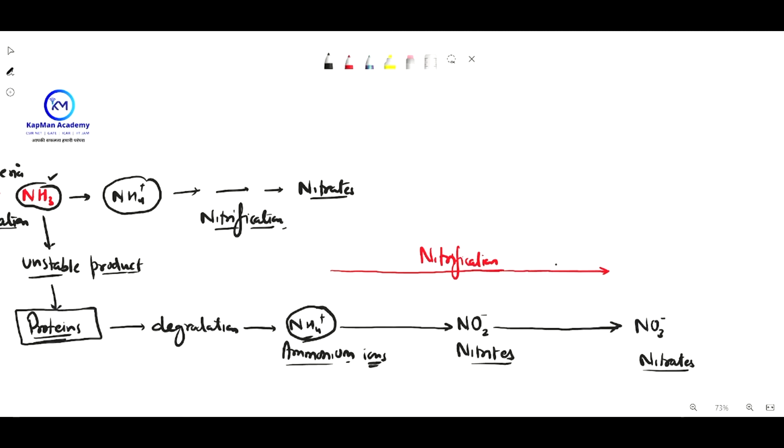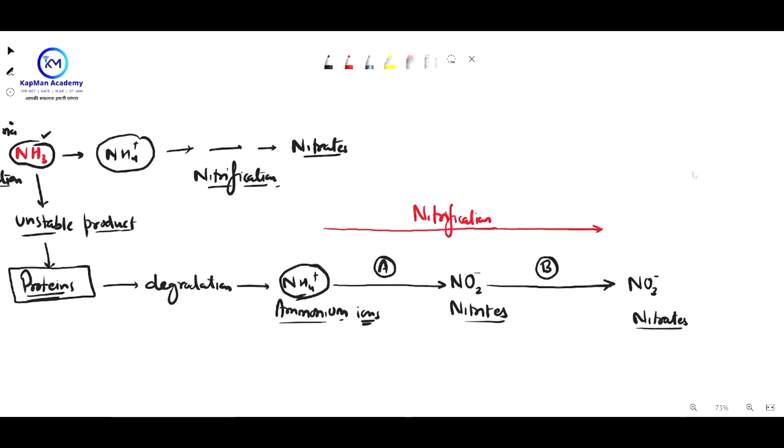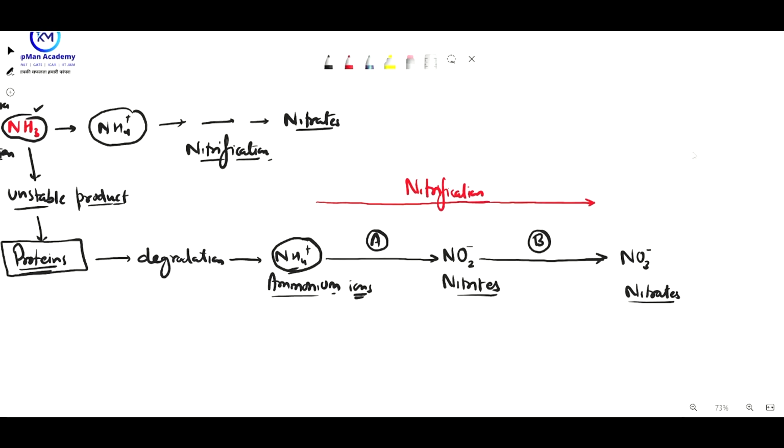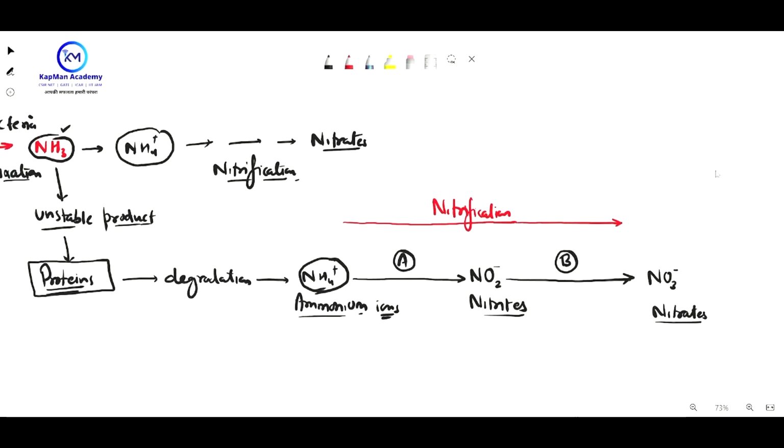Now this whole step is nitrification and requires different sets of bacteria. Step 1 requires a different set of bacteria, and step B or reaction B requires a different set of bacteria. Now we will talk about the different types of bacteria which are involved in step A and step B.